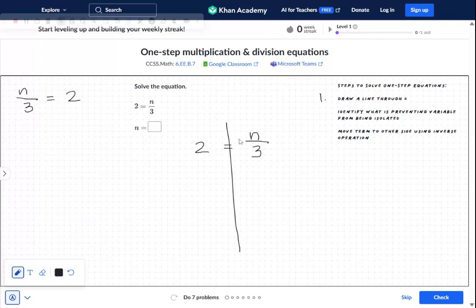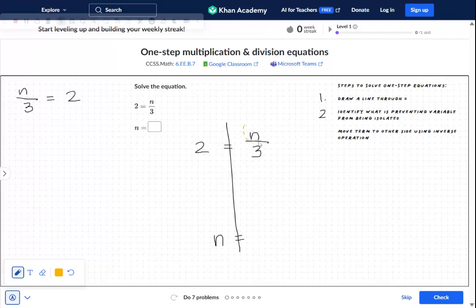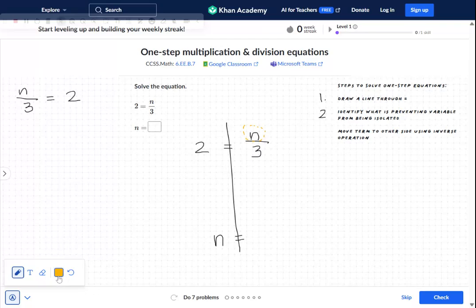We're separating the left from the right side of our equation. And then also, just like with housekeeping, setting this up, we want our final answer to end up being n equals blah, blah. All right, number 2, identify what is preventing our variable from being isolated. So we want to first figure out where is our variable, what's our unknown, and we see we've got this n here. So we're going to go ahead and circle, highlight this n, and our goal is to get n all by itself.